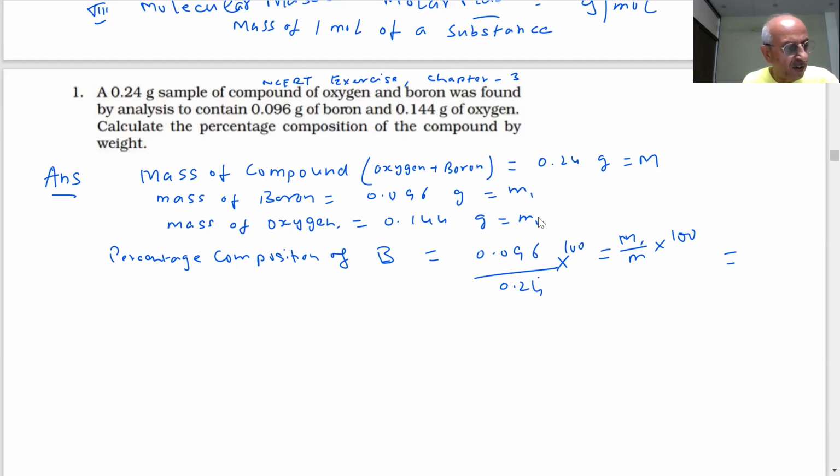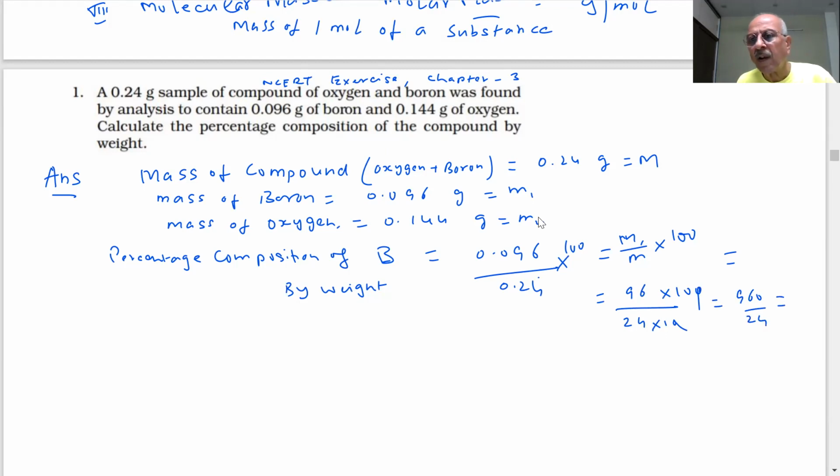Percentage composition of the boron by weight is what? By weight, how much will this be? 96 by 24, and you have here 10 into 100. What is 960 by 24? How much is this? 40%. This is grams by weight. So you are getting 40.